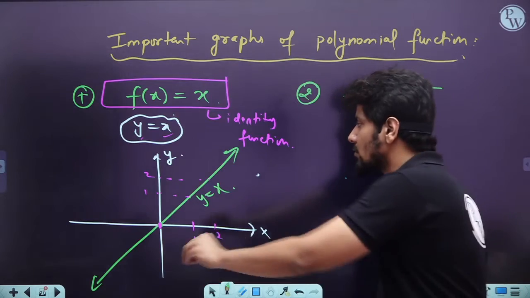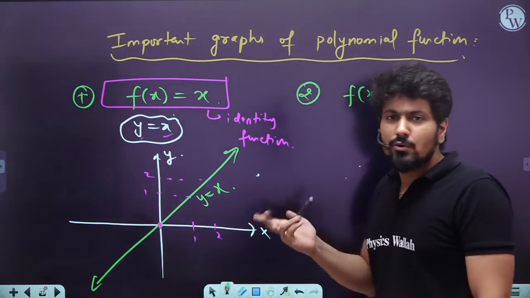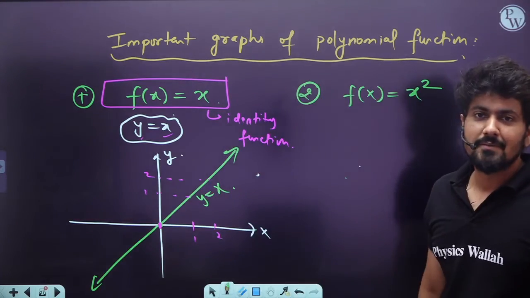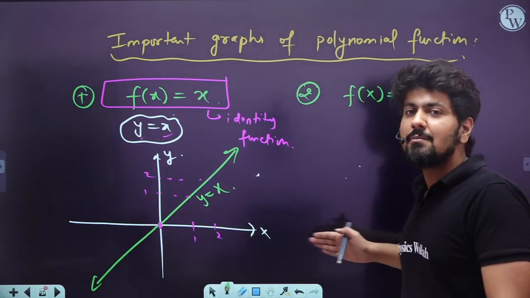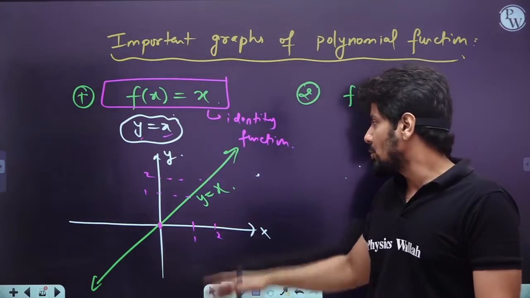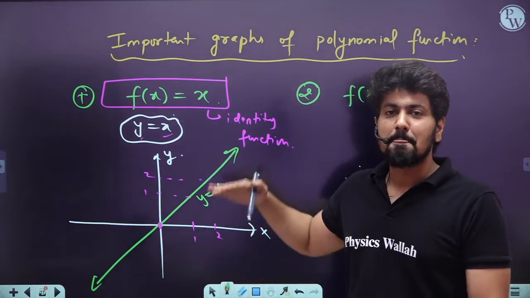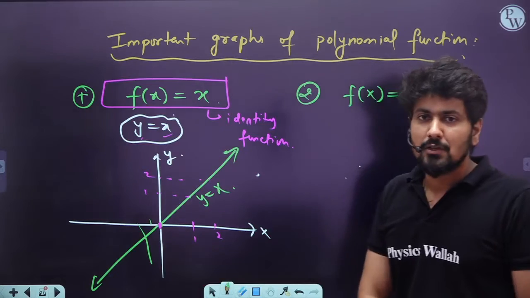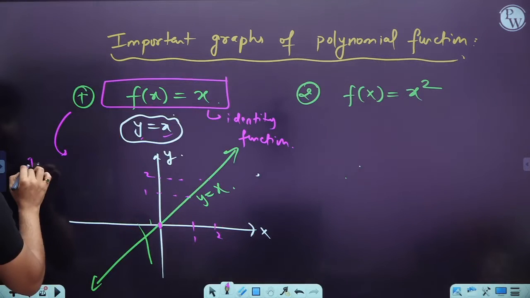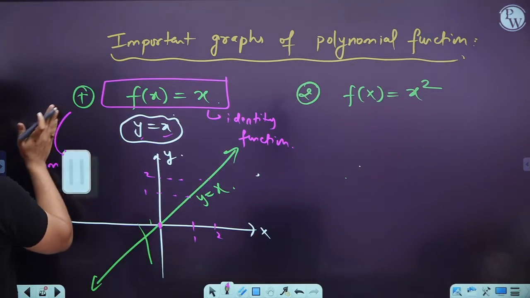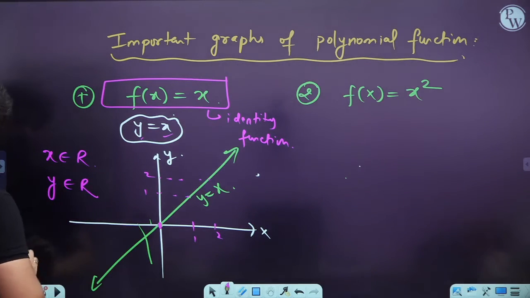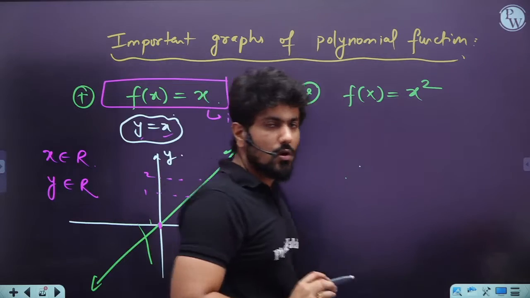If I ask you what's the rightmost point? Rightmost point is infinite. What is the leftmost point? That is infinite. So basically, the domain is all real numbers. And if I ask you what's the range? Range means the topmost point. You can't see the topmost point in this. Range is also from minus infinity to infinity. So its domain and range, you can write it over here. Its domain is x belongs to all real numbers and y also belongs to all real numbers. Domain is all real numbers, range is also all real numbers.